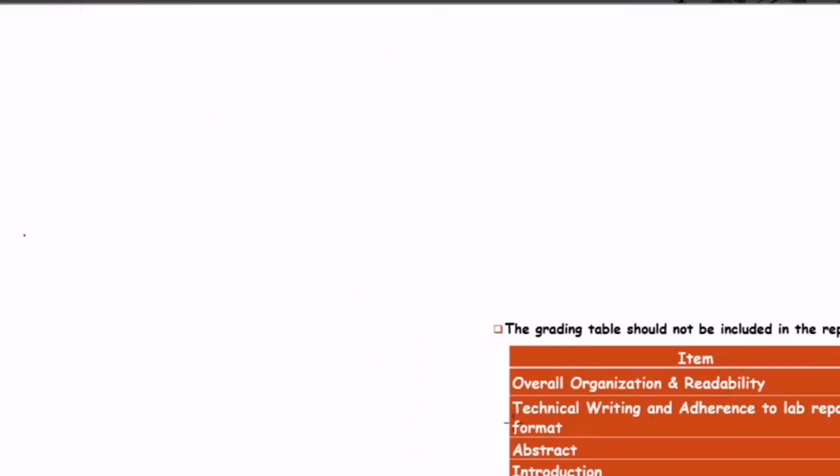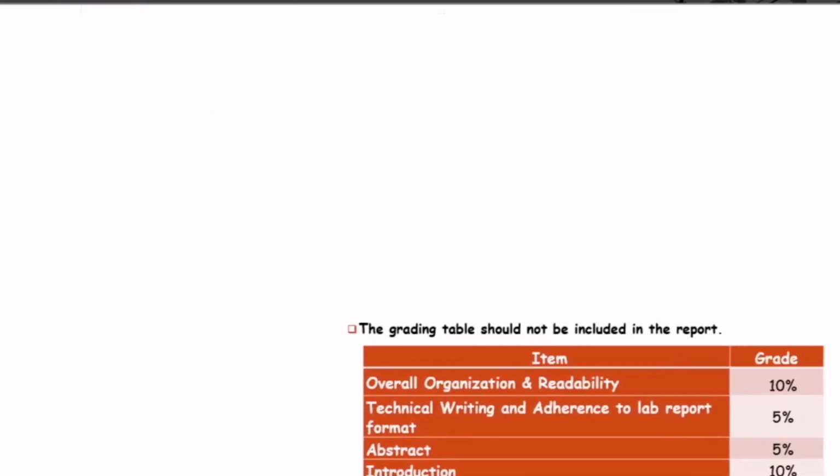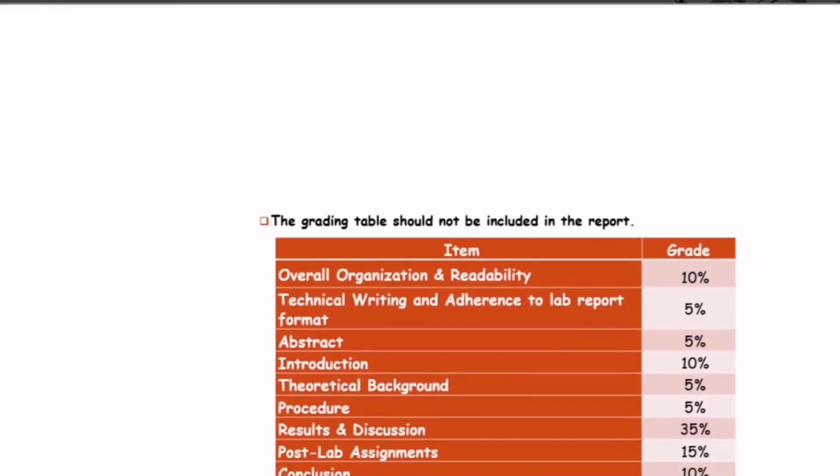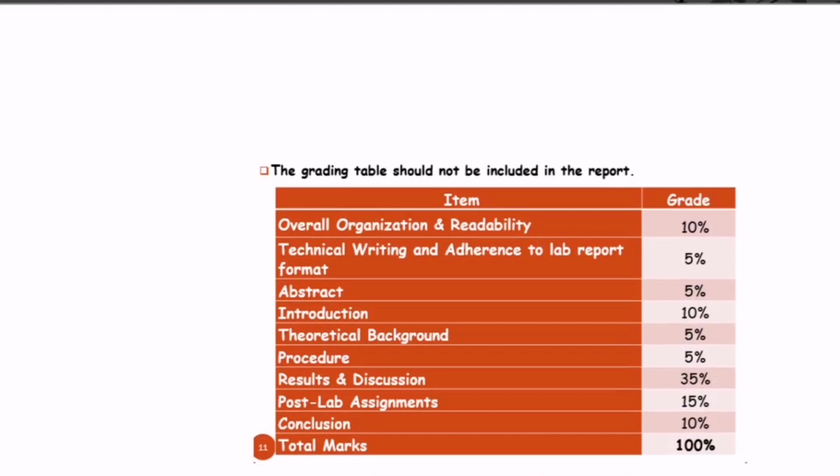The grading system. Marking this lab report in my department is out of 100%. So why must you pay attention to it? Overall organization and readability. That means your handwriting should be very nice. If you cannot write straight on the A4 sheet, you can try to generate some lines on it with your pencil, and you write after. You can erase them, but make it very light so that you can erase very easily.